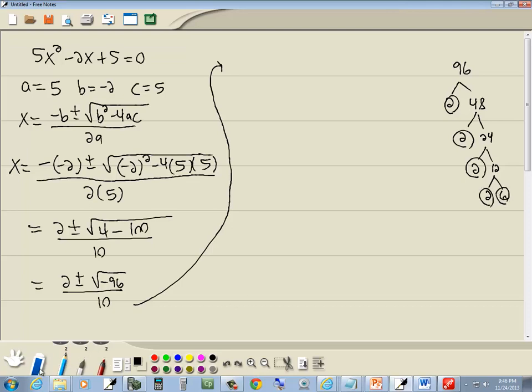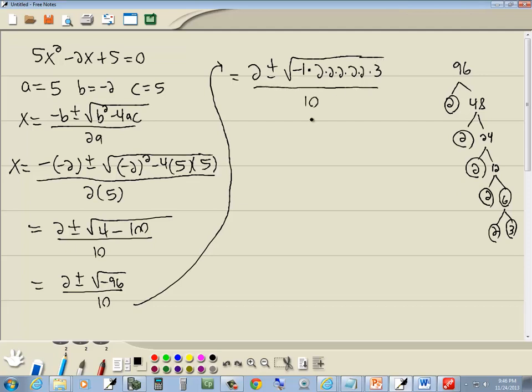Oops, I didn't mean to circle the 6. Okay, 2 times 6. This 2 is prime, so we circle it. And 6 is 2 times 3. Okay, so this becomes 2 plus or minus square root of negative 1 times 1, 2, 3, 4, 5 2's and 1 3, all over 10.